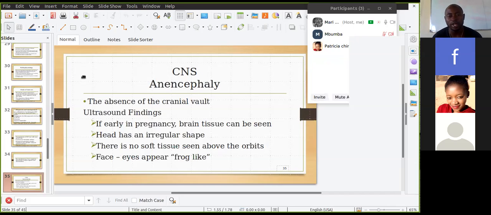For you to make this diagnosis, mostly when you do an ultrasound, you can detect this on early ultrasound in early pregnancy, whereby the brain tissue can be seen on ultrasound. Also, on this ultrasound, the head has an irregular shape, and there is no soft tissue seen above the orbit. When you look at this fetus in anencephaly, you find that the eyes look like a frog.